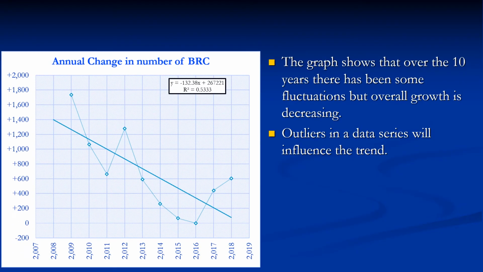If I were to describe the graph, what can we say? That over the 10 years there has been some fluctuations, but growth is decreasing. So what are we saying? This is annual change. So it's all in positive except for this one. There in 2016 there was no growth. It pretty well stayed steady. There was 2 people less. Other than that, we've had some growth.